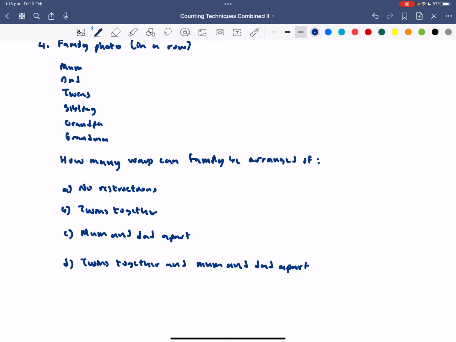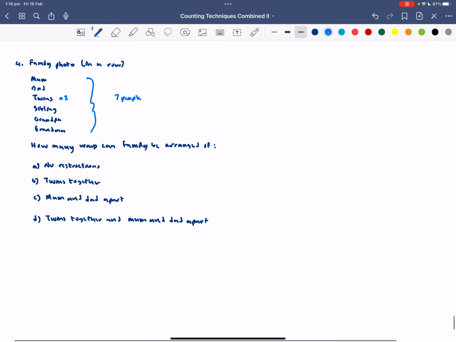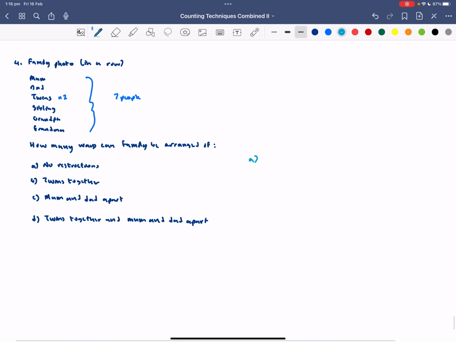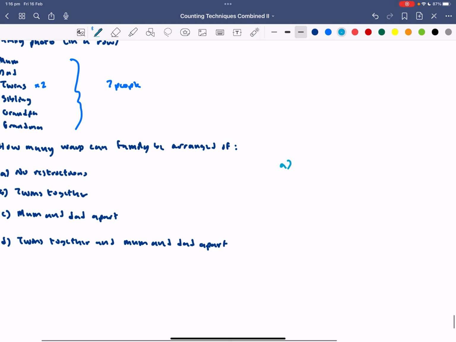Alright, let's see how you did. How many people are there? 1, 2, these guys count as 2, so that's times by 2. So we have 1, 2, add 2 is 4, 5, 6, 7 people. There are a total of 7 people. So how many ways can we arrange them if there are no restrictions? Now part A is very, very easy. If there are no restrictions, it's all of them. It's just basically 7 factorial.